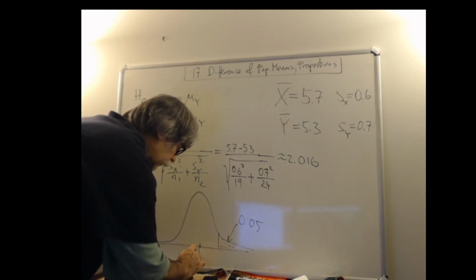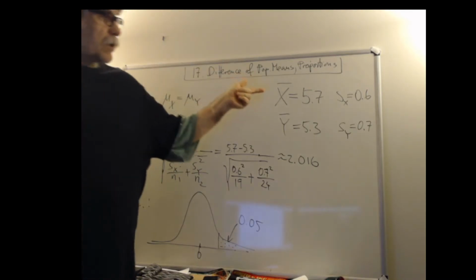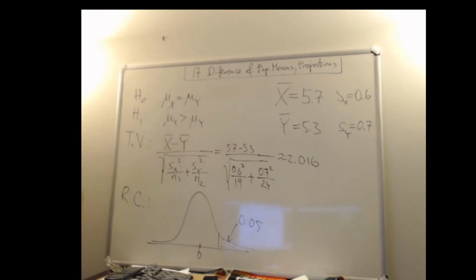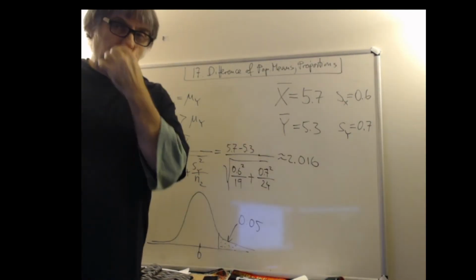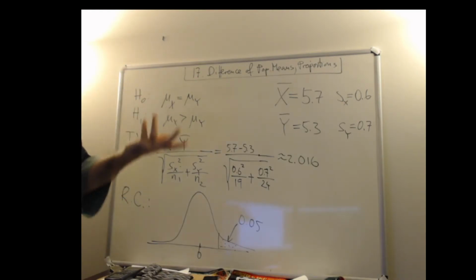This is not a bell curve. It looks like a bell curve, but this is a T curve. Okay, now the question is only, T curves have degrees of freedom. What do we have here? 19 chickens in the first group, 18 degrees of freedom. 24 chickens in the second group, 23 degrees of freedom. What am I going to use? The one or the other or some combination of both?